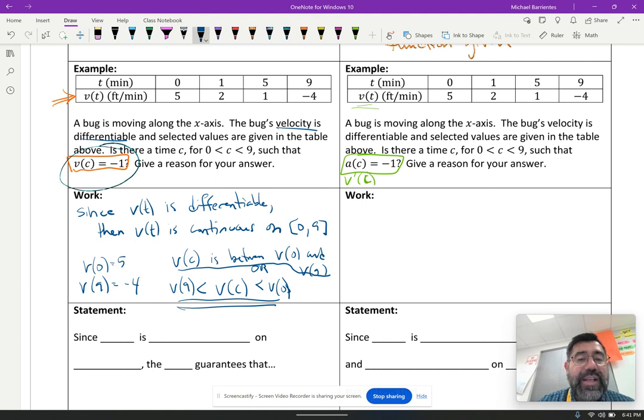They're the same work that I have to show. I have to show that the condition is met. How? With the intermediate value theorem, it has to be about continuity, and it has to be about whatever y value output function value they're looking for. It has to be between the endpoint y values, and I just showed that it is, because v of 0 is 5, v of 9 is negative 4, so therefore v of c, which is negative 1, is between the other two.